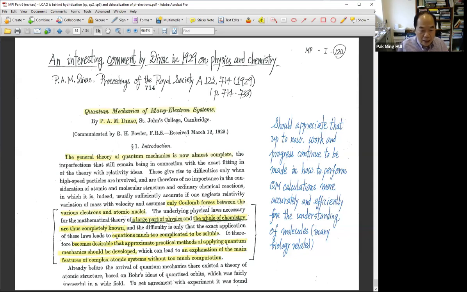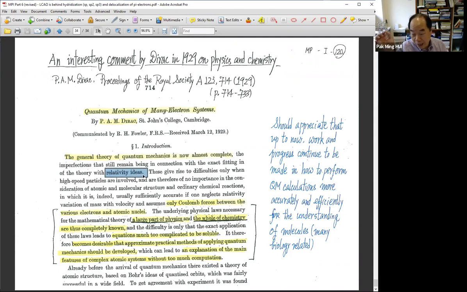So in 1929, in this particular paper, Quantum Mechanics of Many Electron Systems, I would like to call your attention to the introductory, very first paragraph. It is in full Dirac style. So let me read you the passage. He says, the general theory of quantum mechanics is now almost complete. 1929, okay? The imperfections that still remain, so the remaining work to do, being in connection with the exact fitting in of the theory with relativity ideas.